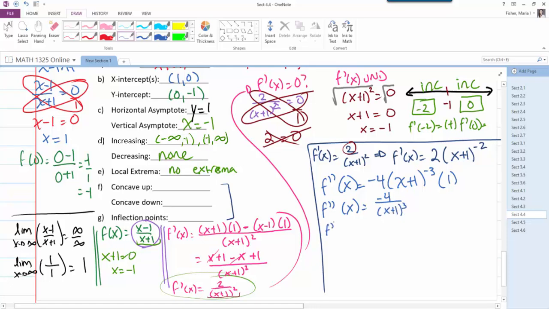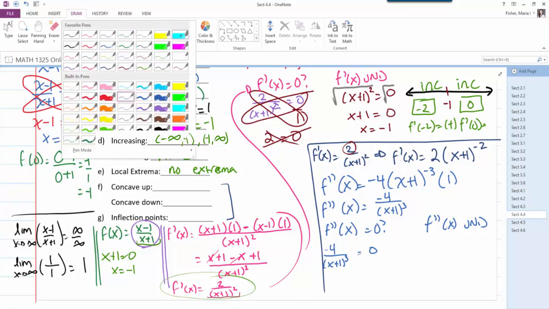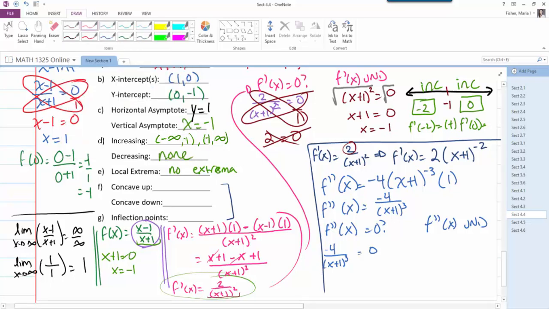And then again, I need to figure out where the second derivative is equal to 0, and where the second derivative is undefined. To figure out where it's equal to 0, I set negative 4 over x plus 1 cubed equal to 0, and I solve for x. For this, I can always put my 0 over 1 and cross multiply. Negative 4 times 1 is negative 4. 0 times x plus 1 cubed is 0. Well, negative 4 doesn't equal 0, so there's no place where the second derivative is equal to 0.